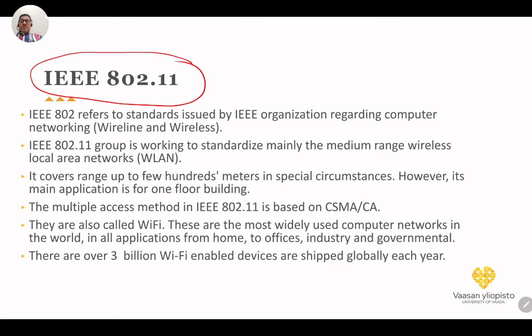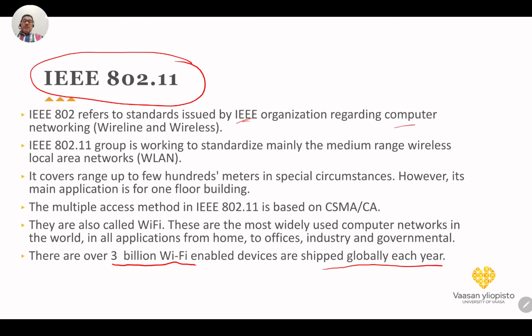It is enough to mention here that about 3 billion Wi-Fi enabled devices are shipped globally each year. Actually, IEEE 802 refers to the standard issued by the IEEE organization regarding computer networking. Whether it is wireline or wireless, we call them 802. This is the standard number. The standard number 802.11 is related to wireless medium range communication.